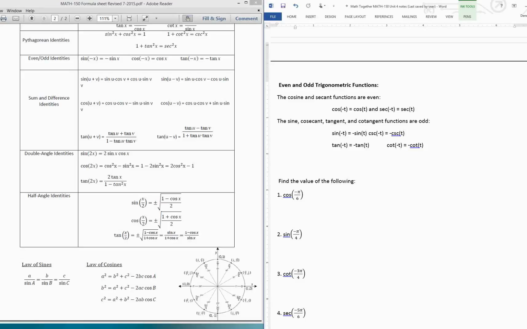Okay, we started talking about identities earlier, and now we're going to learn another set of identities for the trig functions. So these tell us which trig functions are even and which ones are odd. Cosine and secant are even functions, meaning cosine of a negative angle is the same as cosine of that angle. And secant of a negative angle is the same as secant of the angle. Now sine, cosecant, tangent, and cotangent are all odd, meaning sine of a negative angle is equal to -1 times sine of that angle.